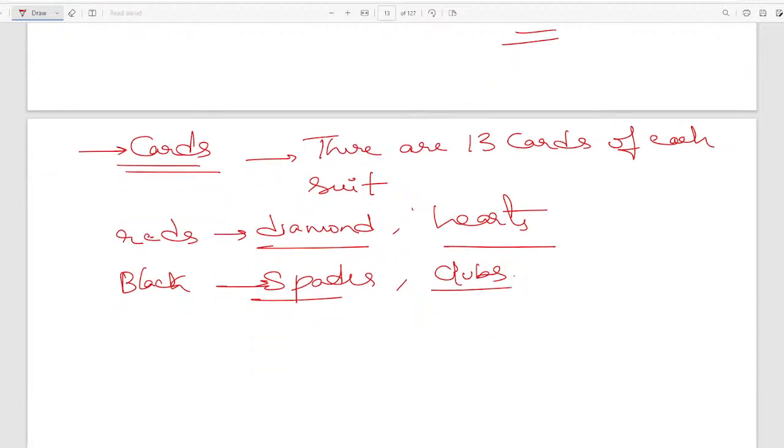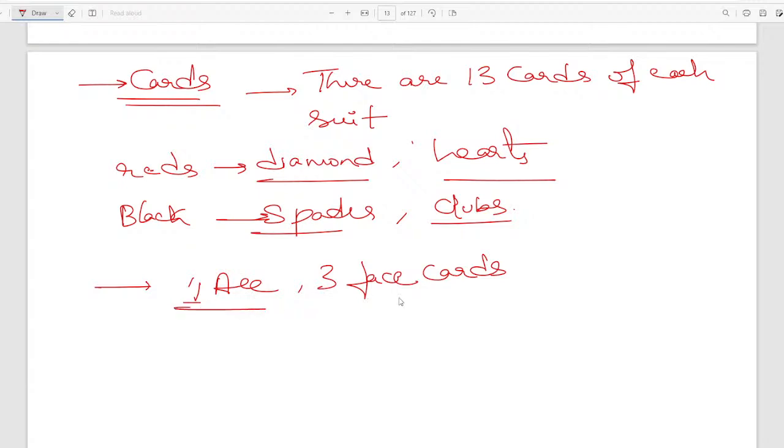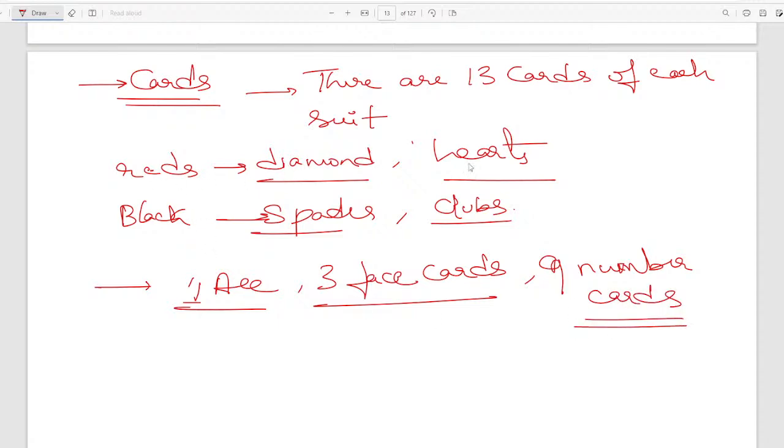And in each suit, for example, in diamond, there is 1 ace, 3 face cards, that is king, jack and queen, and 9 number cards. For each of these, diamond, hearts, spades, and clubs, there is 1 ace, 3 face cards, and 9 number cards.